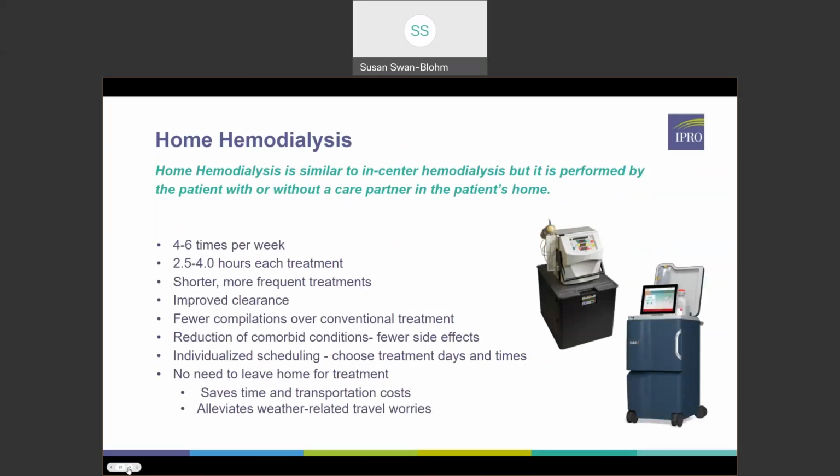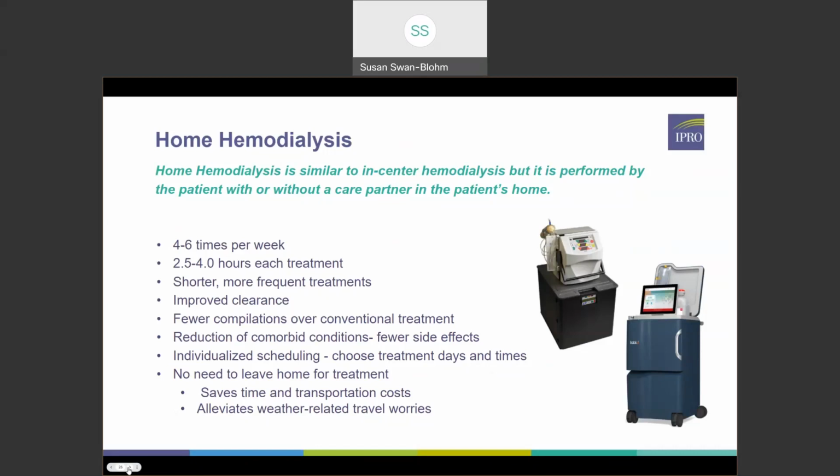The dialysis prescription is written by the doctor based on the patient's size, residual kidney function, and lab work. Standard home hemodialysis treatments are performed 4 to 6 times per week for 2.5 to 4 hours each treatment. Receiving treatment more frequently improves clearances, reduces comorbid dialysis conditions, and these patients see fewer complications over conventional in-center dialysis treatment. The patient no longer needs to leave home for treatment, saving time, transportation costs, and alleviating travel concerns.